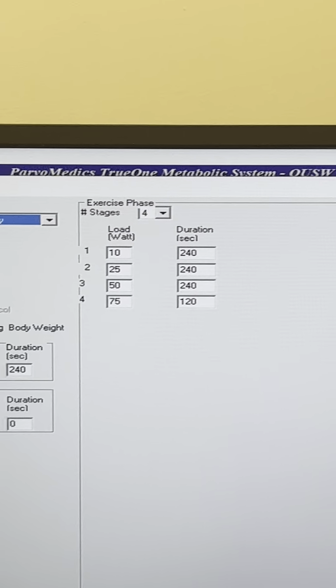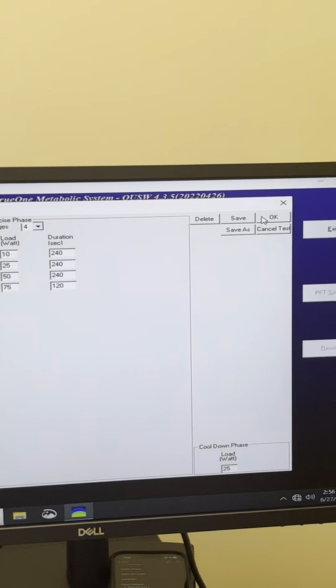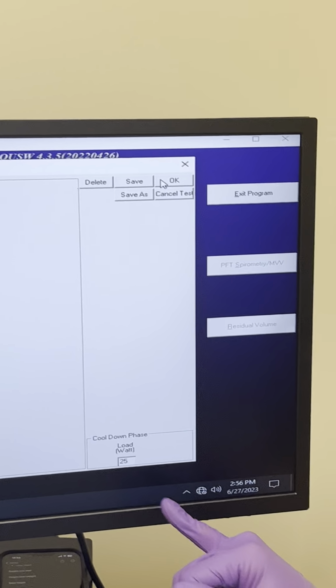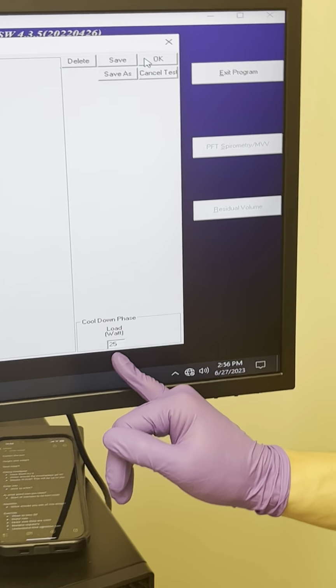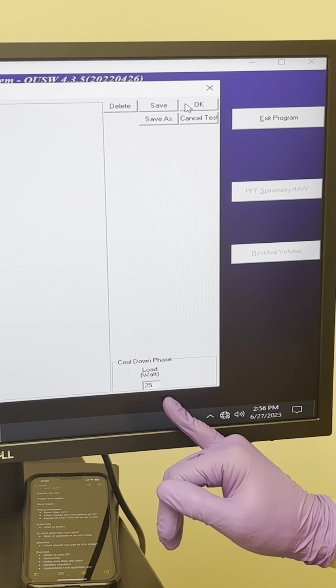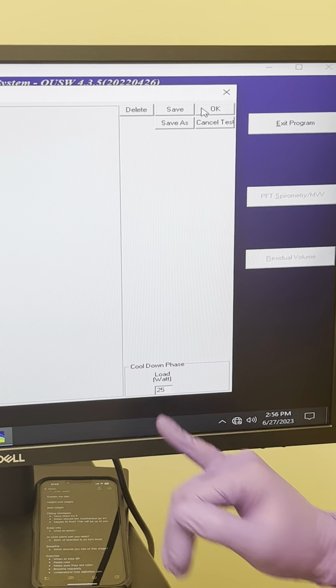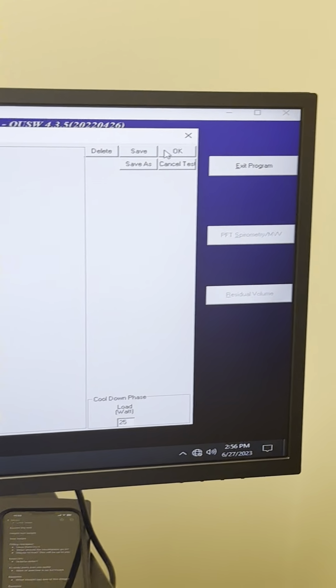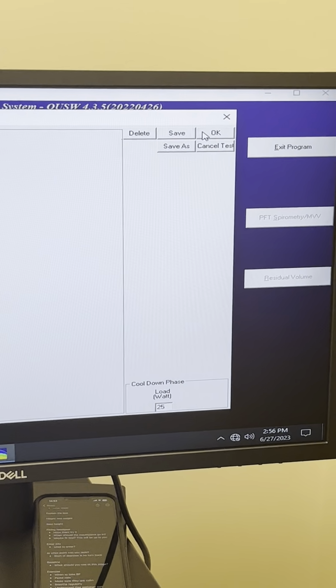Quick question. Cool down phase. Is the load 25 watts or should the load be 10 watts? I don't think it matters. Okay. Does the MOP specify an active recovery? It's a 2-minute recovery cooldown. I don't remember the watts.